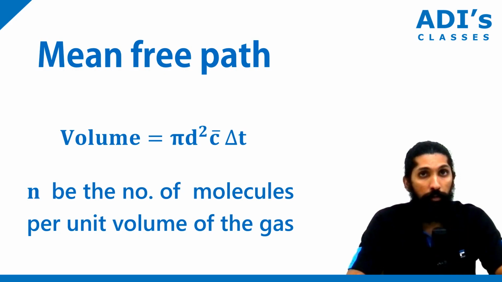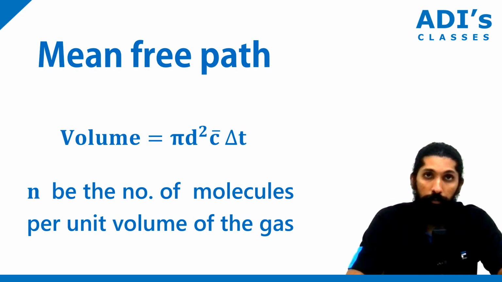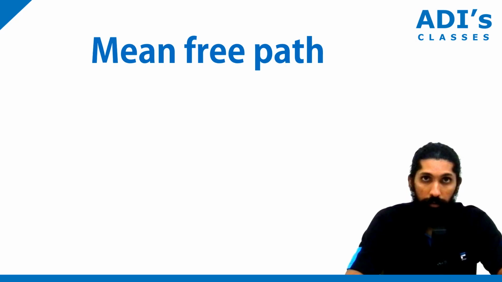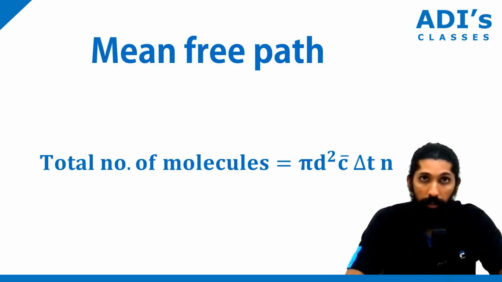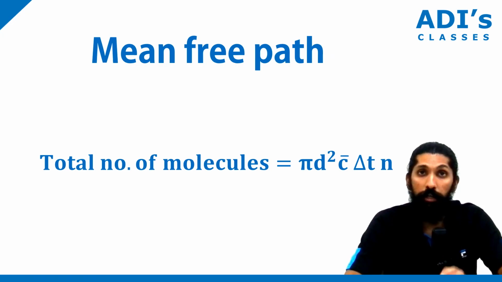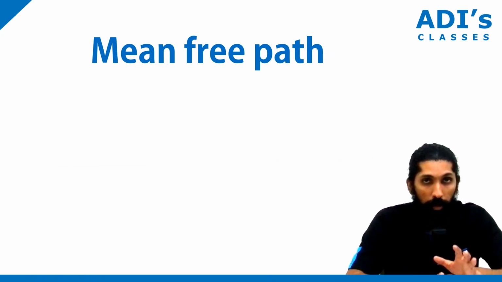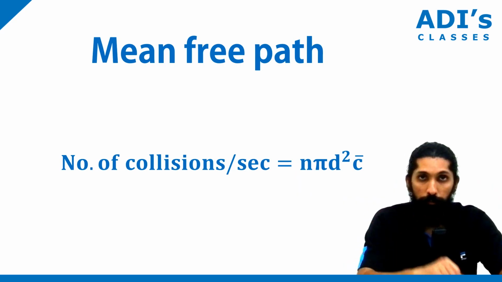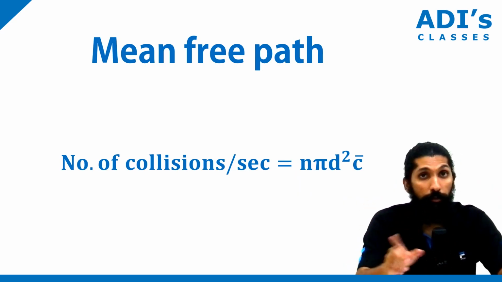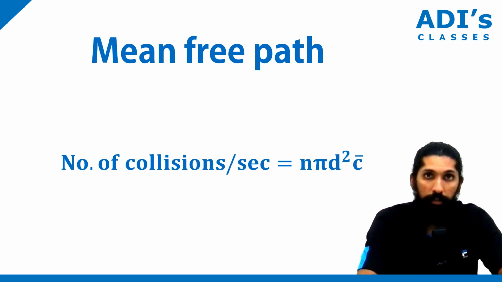Now let n be the number of molecules per unit volume of this particular gas. Then the total number of molecules in that particular volume is going to be pi d square into C bar into delta T into n. Now, if I calculate the number of collisions per second, what am I going to do? The total number of molecules, the collisions you have, divided by T, delta T in this case. So what we get is n pi d square into C bar.